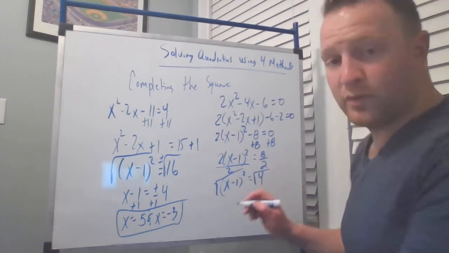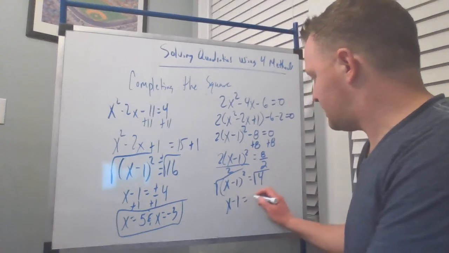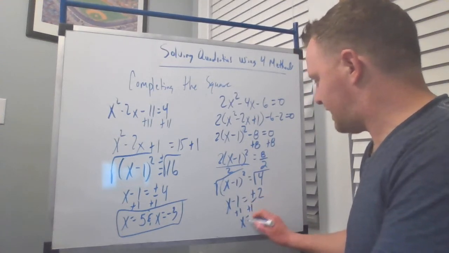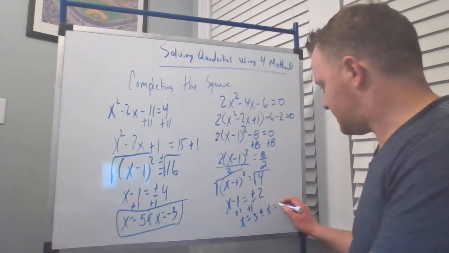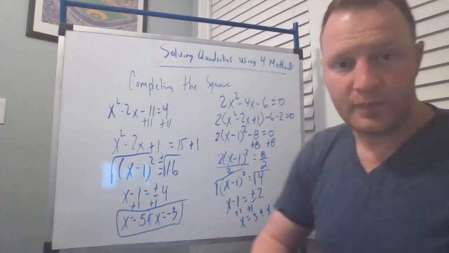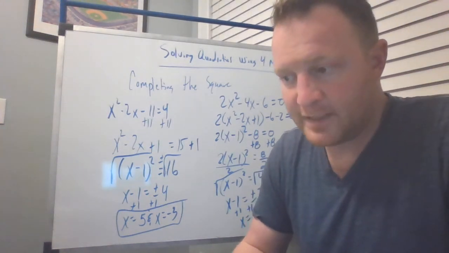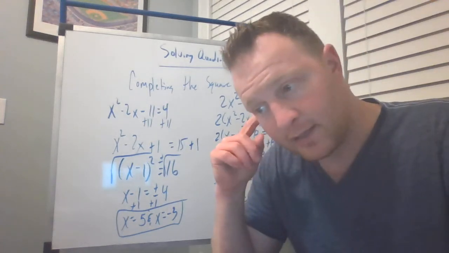Now I take the square root of both sides, okay? And I'm left with x minus 1 equals plus or minus 2. And I add 1 to both sides. x is going to be 1 plus 2, which is 3, and x equals negative 1. Those are the two answers for these types of examples that you'll see in today's work. So that takes me through that.